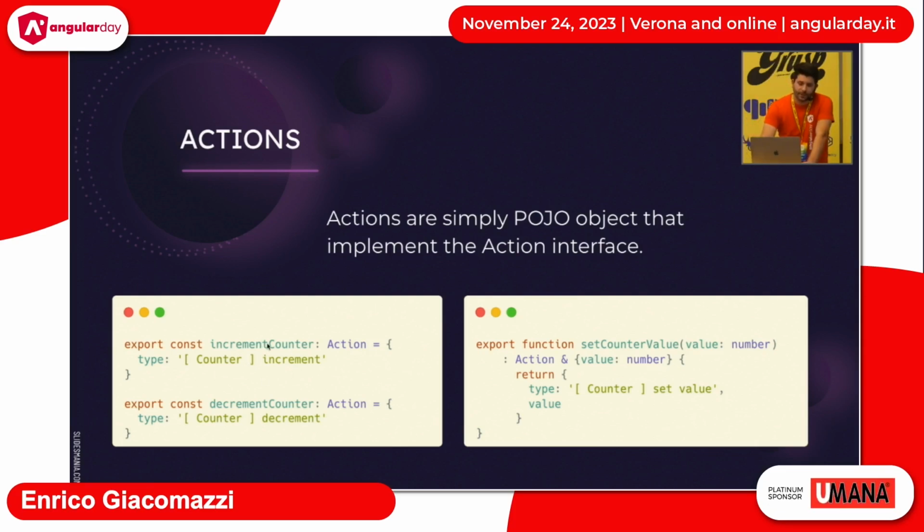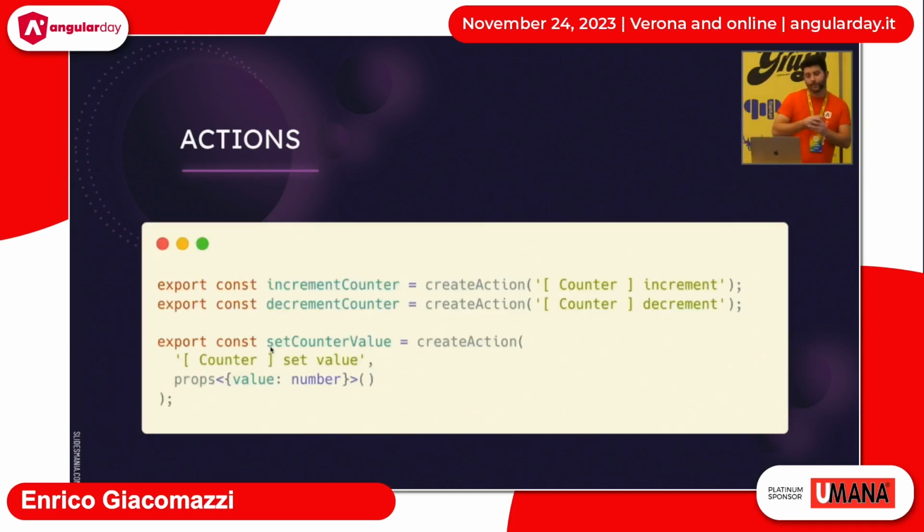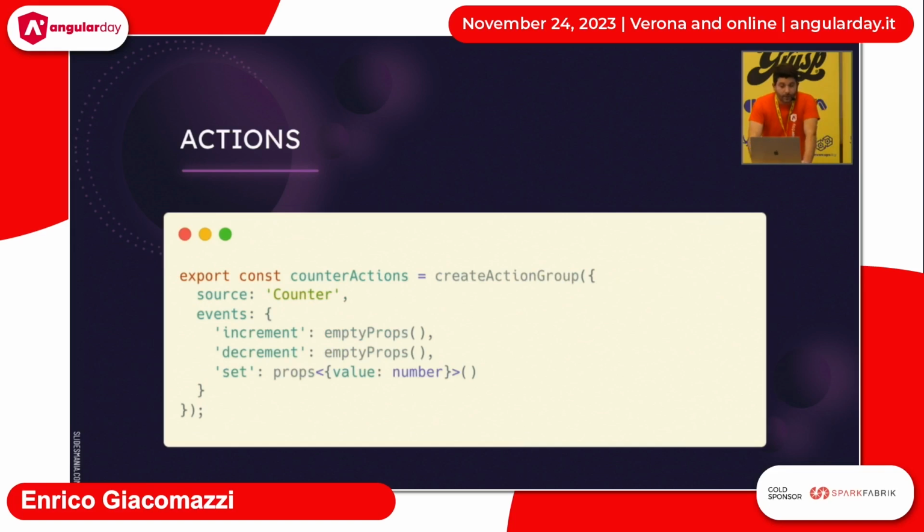We can make the action in this way, declaring a simple object, or in a more convenient way, using the factory createAction that does the same stuff, but in a simpler way. We can also use createActionGroup that allows us to create more than one action at one time. So in this case, the source field is the key of our actions, and then in the events we declare all the actions that we want.